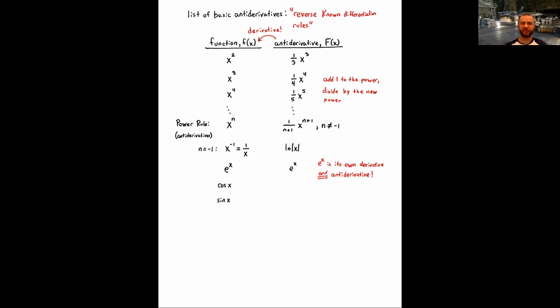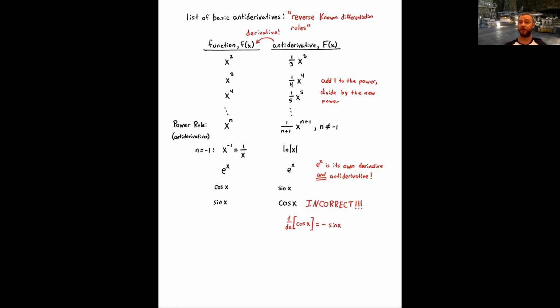All right, now the antiderivative for cosine should be straightforward. What function differentiates to cosine? Sine of x. The antiderivative for sine of x, however, is not cosine of x. Why? Check. Differentiate cosine of x. The derivative of cosine of x is negative sine of x. So we're off by a kind of a -1 factor.